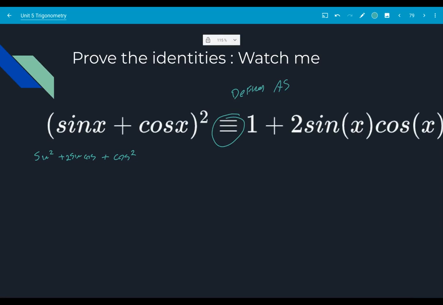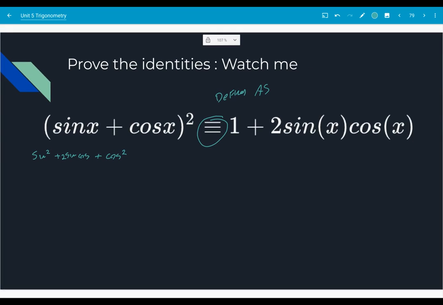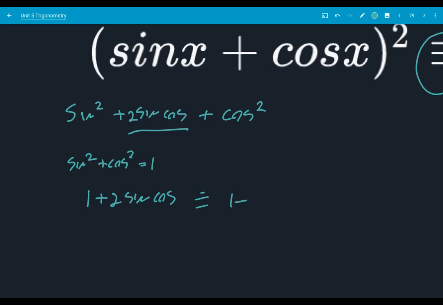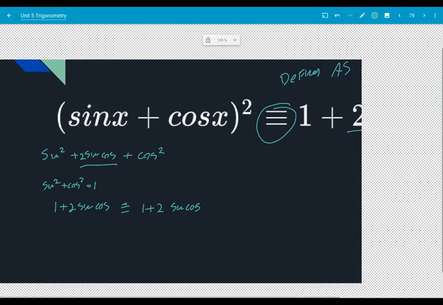So let's look at what we have on the other side that we're trying to prove. Well, 2 sine cosine, that's here, so we're halfway there, and we've got to get 1 in there somewhere. Well, the Pythagorean identity says sine squared plus cosine squared is equal to 1. So that's how we end up with 1 plus 2 sine cosine is defined as 1 plus 2 sine cosine. So that's how you do the trig identities.